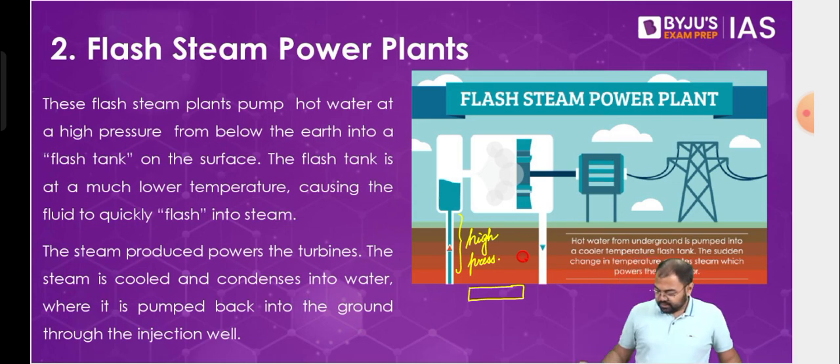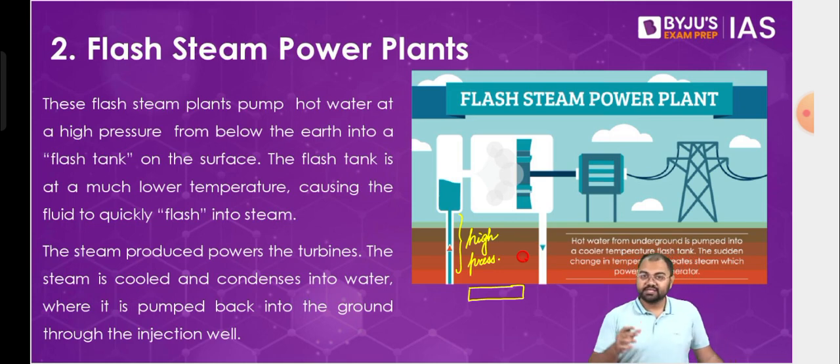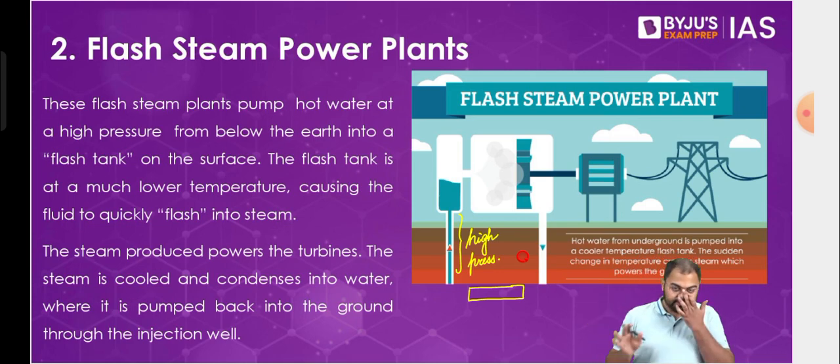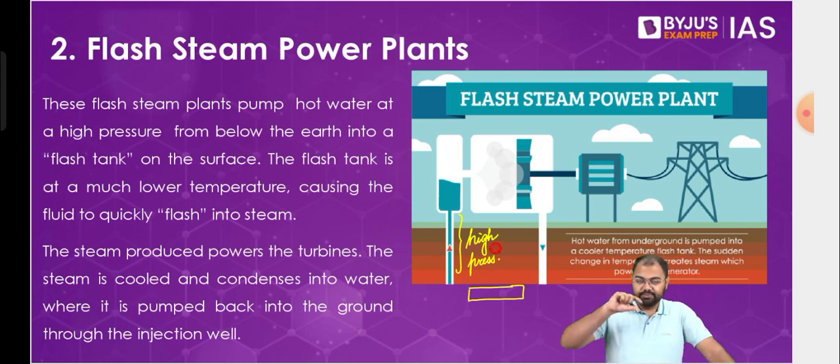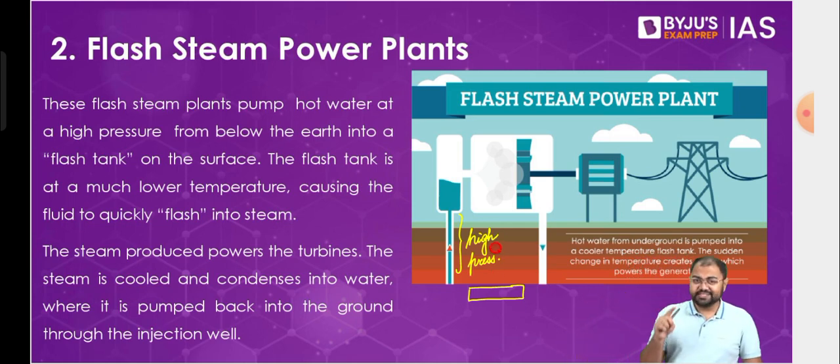Okay, wonderful. So what I was saying is that in a dry steam power plant, the steam will directly come to the turbine. Correct. Now in this scenario, we maintain high pressure here, and because of high pressure, the water will stay in liquid form.